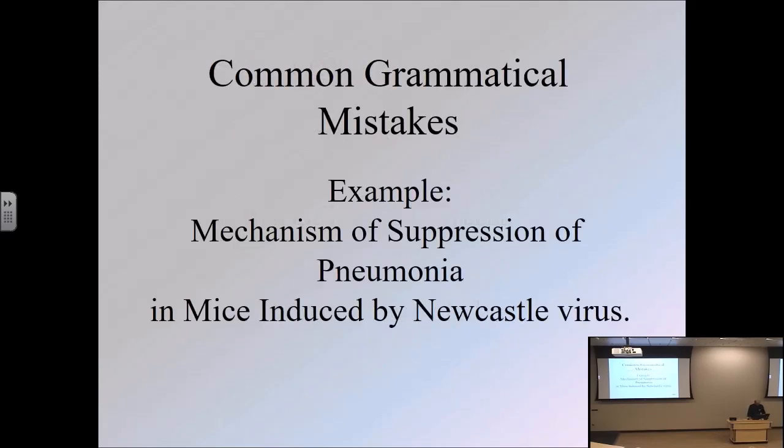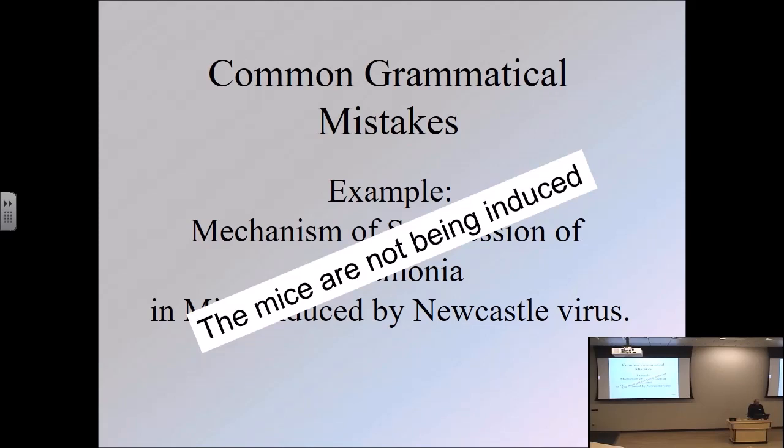All right, some common grammatical mistakes. For example, this is an actual title that I pulled off: Mechanism of Suppression of Pneumonia in Mice Induced by Newcastle Virus. Okay, what's the problem with this title? Yeah, you're not inducing the mice, but those are very common type mistakes, and I think we've all made them. I'm sure I've made them too.